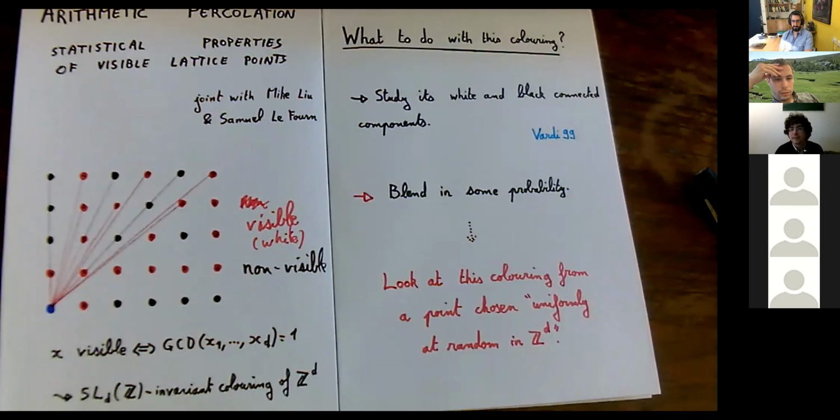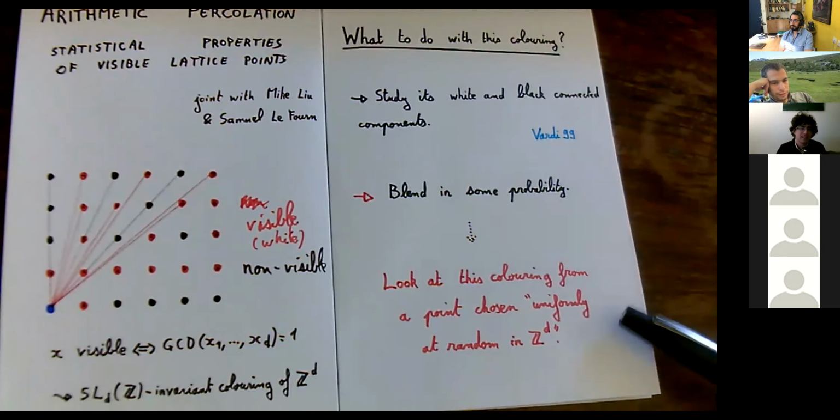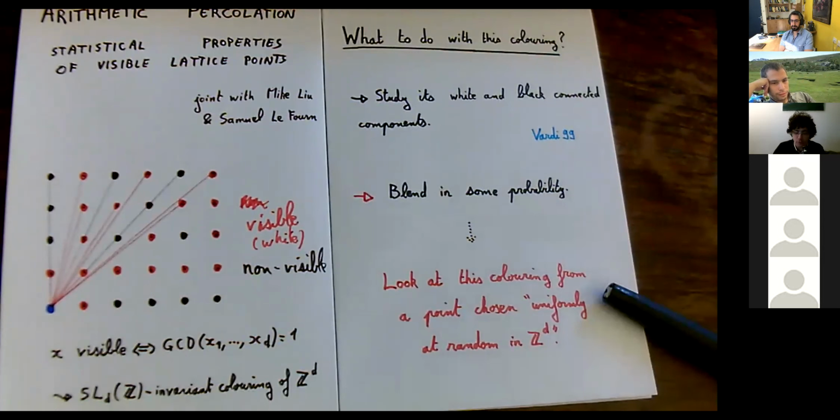What I want to do is to let probability theory penetrate this topic. And in order to blend in some probability, we will look at this coloring from a point chosen uniformly at random in ZD. Of course, said like this, it makes no sense. There is no uniform random variable in ZD, but we will make proper definitions and so on.